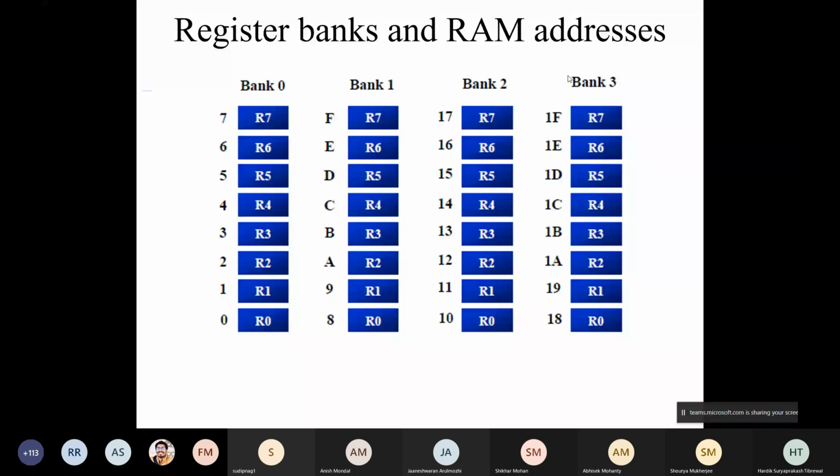Now look at the names. R0 is present in bank 0 and also present in the other 3 banks. Same for all other registers up until R7. So you have to make sure that you select a proper bank before addressing R7 or R6 and so on. The names of the registers are the same in all those banks, but obviously the addresses are different based on the bank numbers.